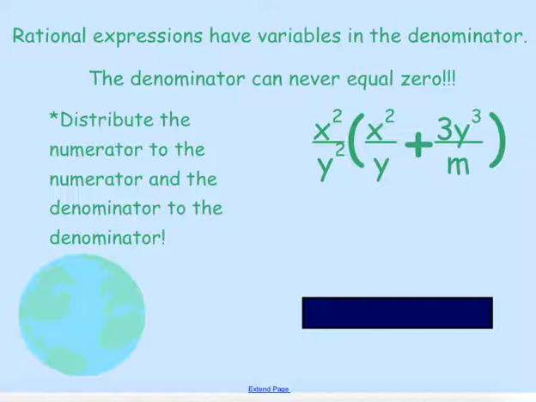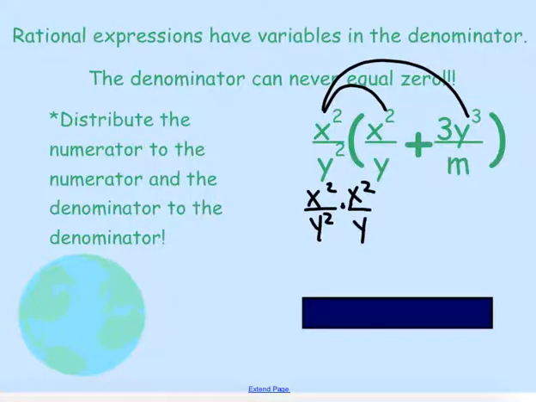So if we have this expression where we say x squared over y squared times the quantity, x squared over y plus 3y cubed over m. Well, just like we normally do, we're going to distribute all the way out. But to do that, we are going to have to multiply the numerator by the numerator, denominator by denominator, which means, I'll write this out this first time, we're going to do x squared over y squared times x squared over y, and then add x squared over y squared times 3y cubed over m.